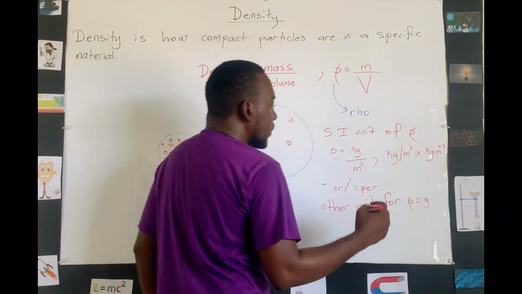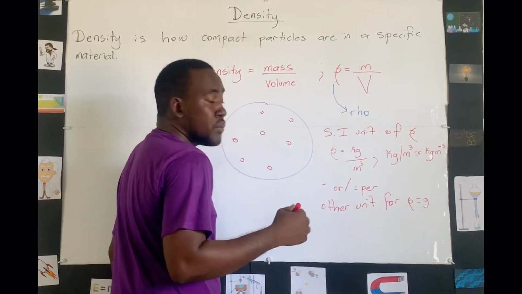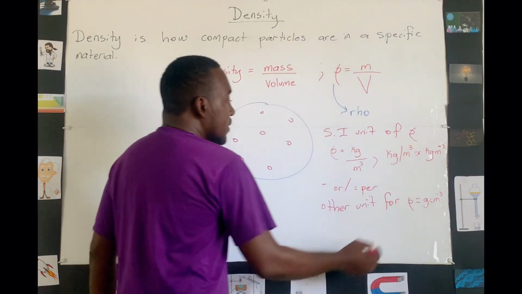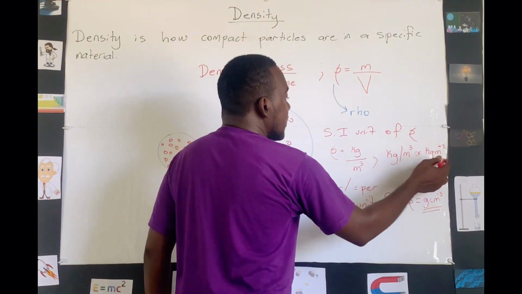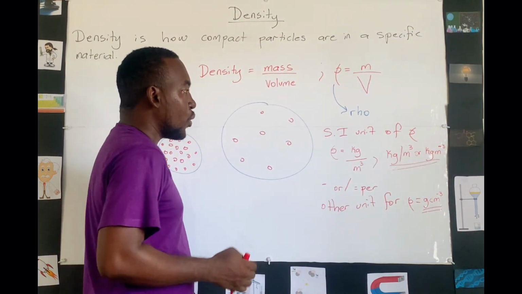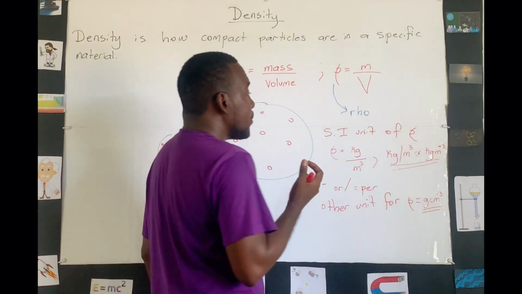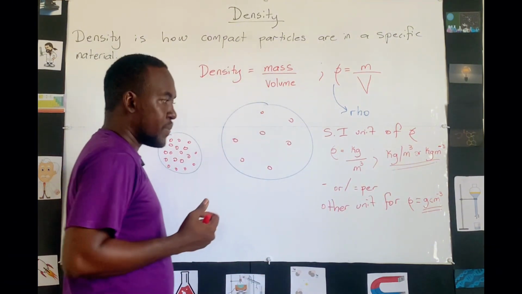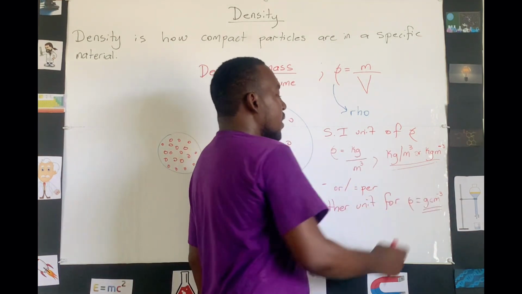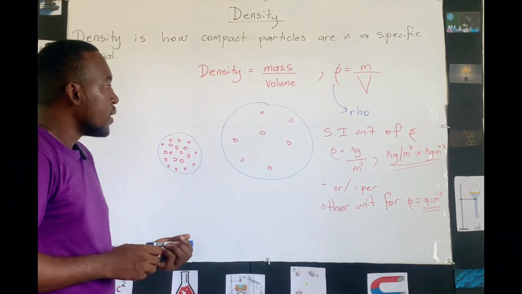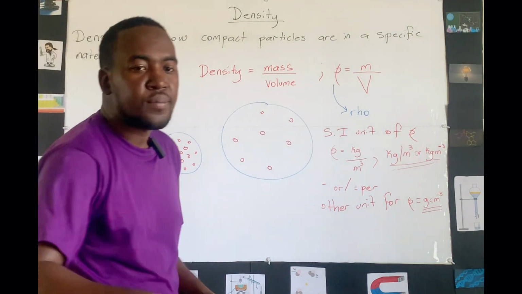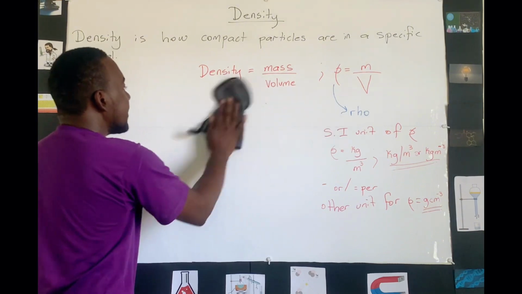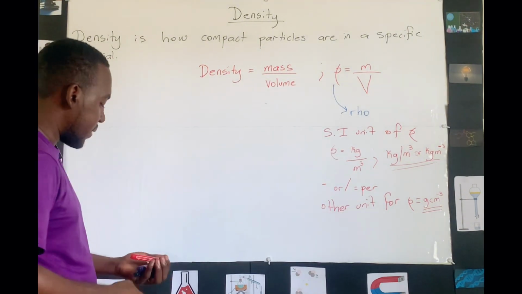And then instead of volume being in meter cube, we have centimeters cube. So these are the two units that you'll see density being measured in. Once the question requires you for SI unit, we use the kilogram per meter cube. If it didn't specify, then you can use gram per cm cube. So let's look at a question. Now this question will help us to understand how to utilize this formula.